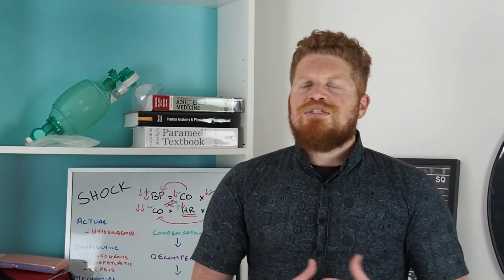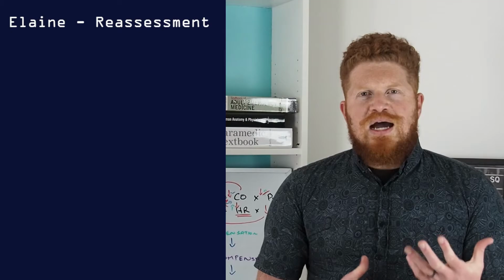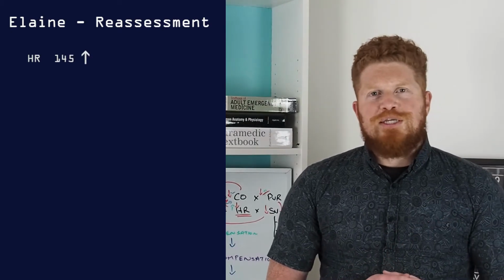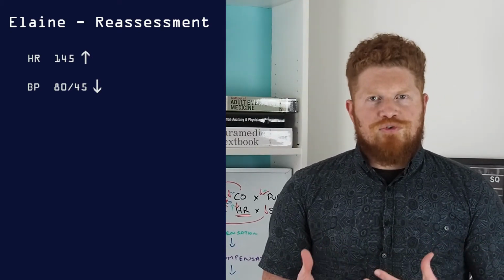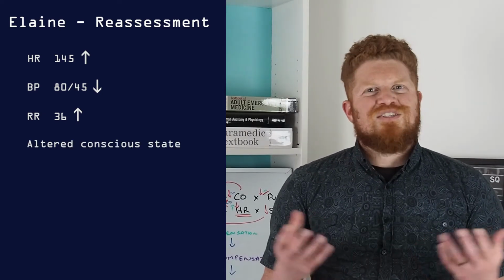Now, about 15 minutes into our trip, we notice that Elaine's obs start to change a little bit. We find that her heart rate has climbed to 145 beats per minute. Her blood pressure is now 80 on 45. Her resp rate is 36 and she's now in an altered conscious state. So what's going on here?